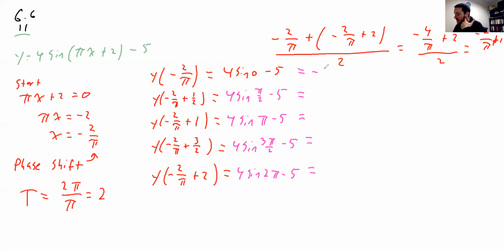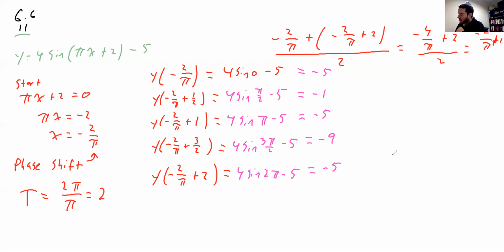0 minus 5 is negative 5. Sine of pi over 2 is 1. 1 times 4 is 4. 4 minus 5, negative 1. Sine of pi is 0, so negative 5 again. Sine of 3 pi over 2 is negative 1, times 4 is negative 4. Negative 4 minus 5 is negative 9. And then at 2 pi, you should be back to where you started at negative 5.